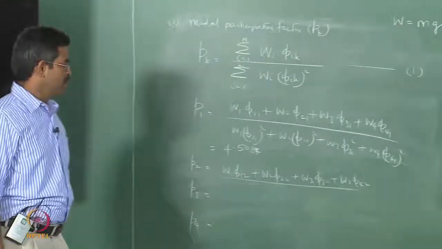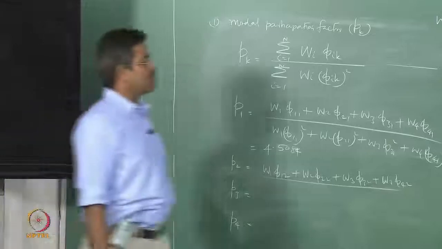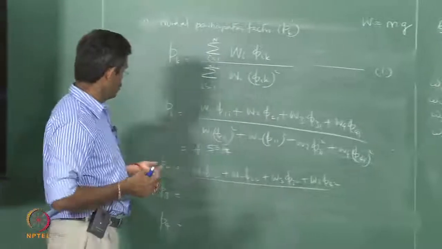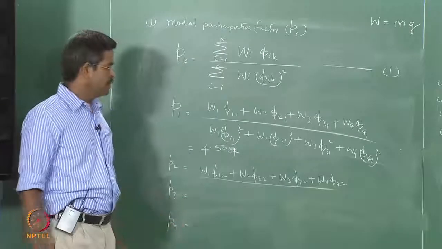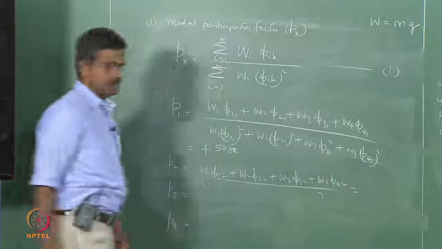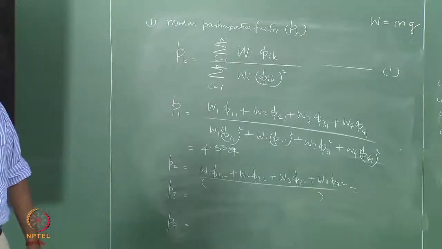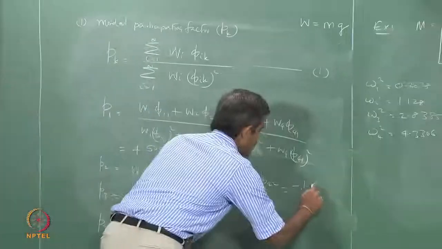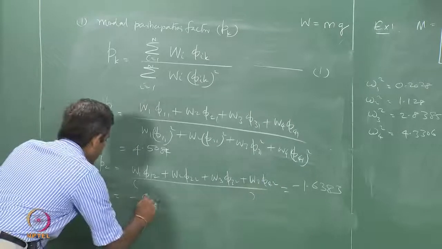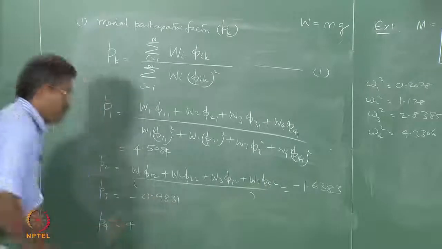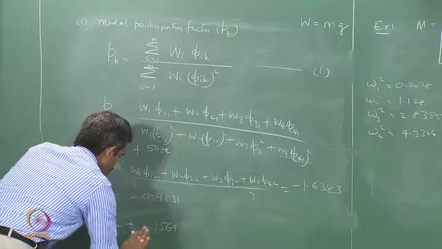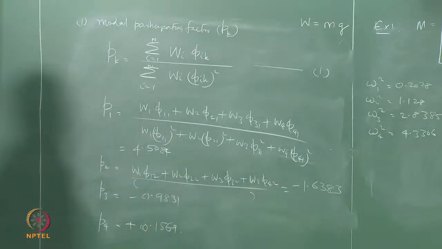Now, you can expect the negative values also, because from the second column onwards we have negative numbers also, depending upon the contribution of that in the total, the sum for P2, P3, P4 can also become negative. And so on. So, this comes to minus 1.6383, P3 comes to minus 0.9831 and P4 becomes positive 0.1569. So, these are the modal participation factors.